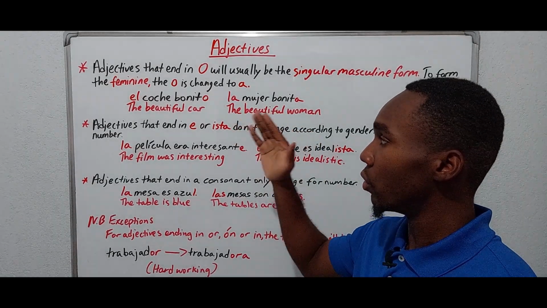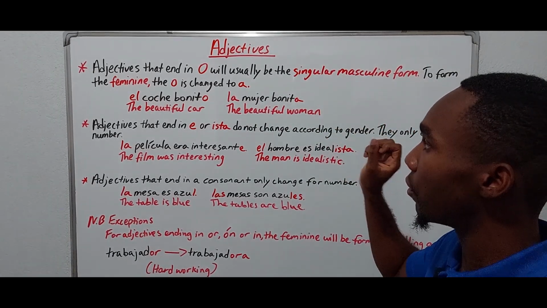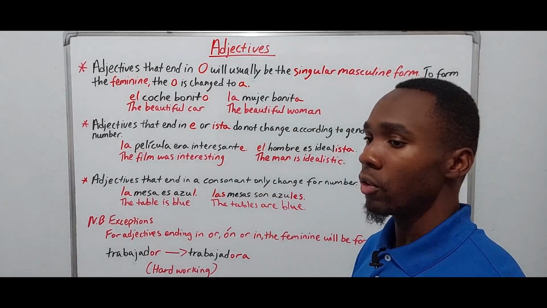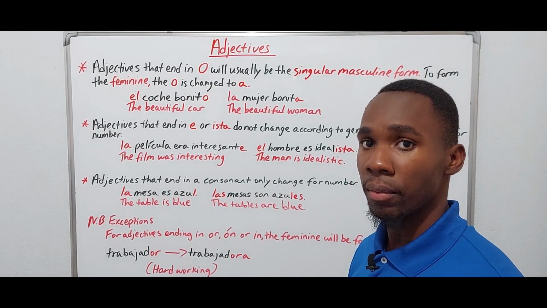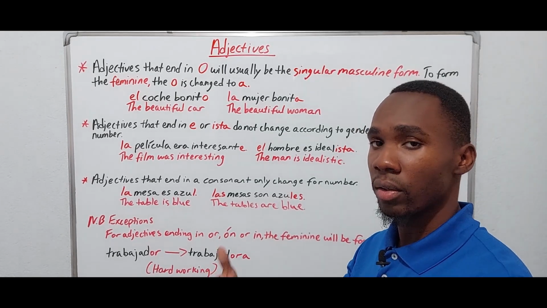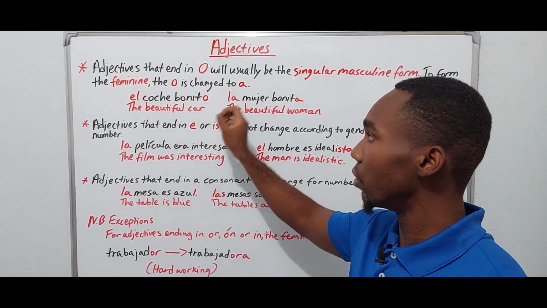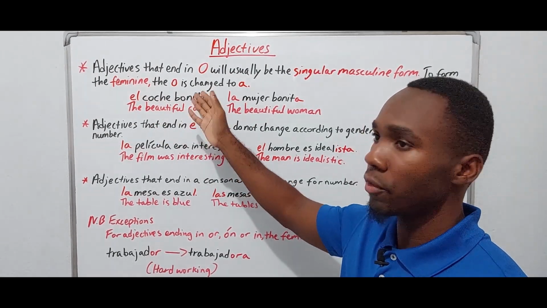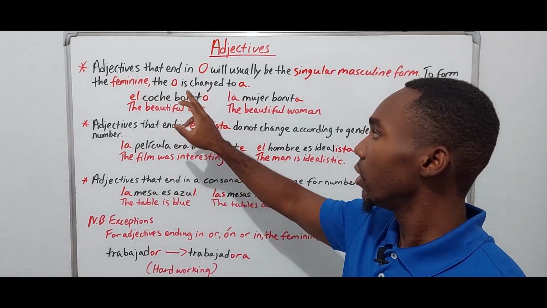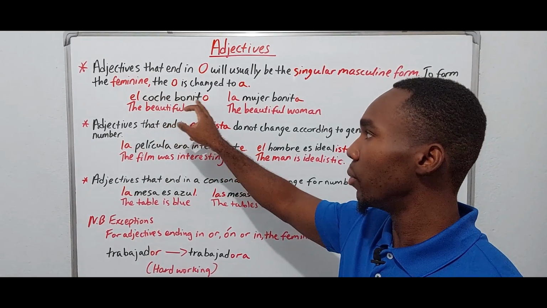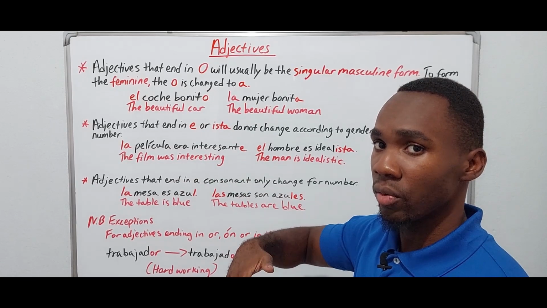So let's go. So adjectives that end in O will usually be the singular masculine form. To form the feminine, the O is changed to A. So if you see an adjective that ends in O, this will typically be the masculine form, the adjective used for masculine nouns, right? So for example, el coche bonito, the beautiful car. And of course you see that the adjectives usually follow the nouns in Spanish. The beautiful car. We can't say el coche bonita. That would be ungrammatical because bonita is for feminine nouns, right?